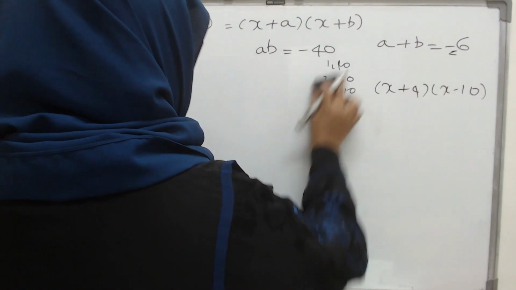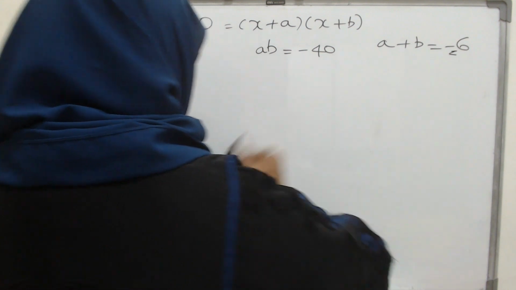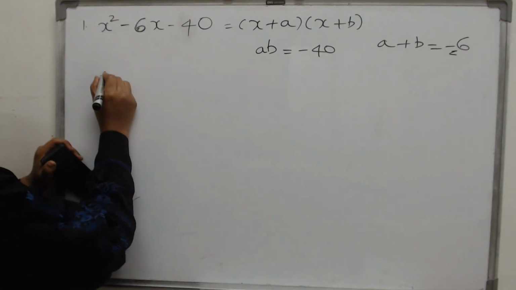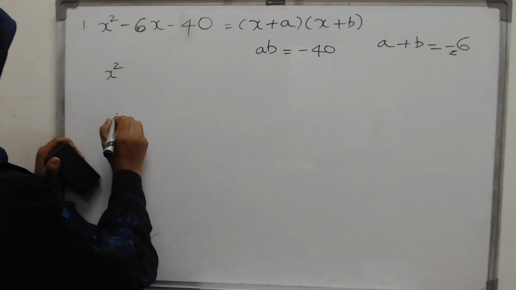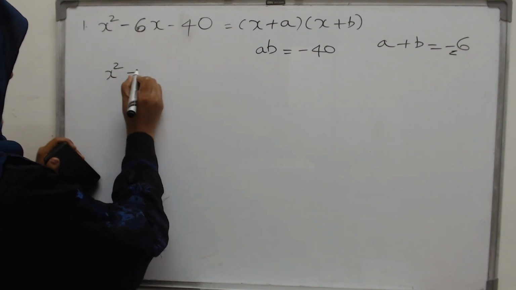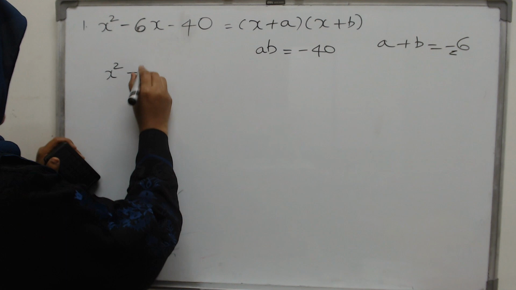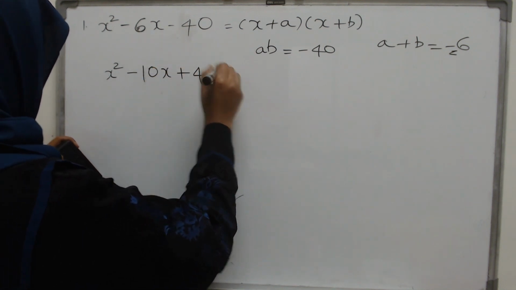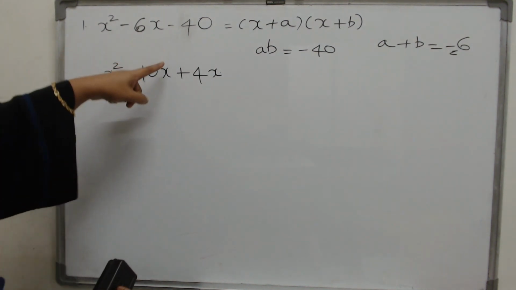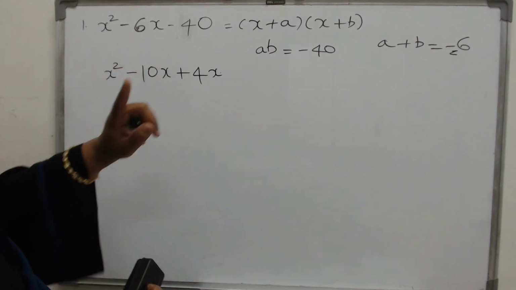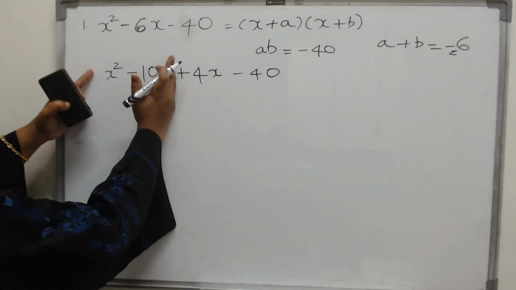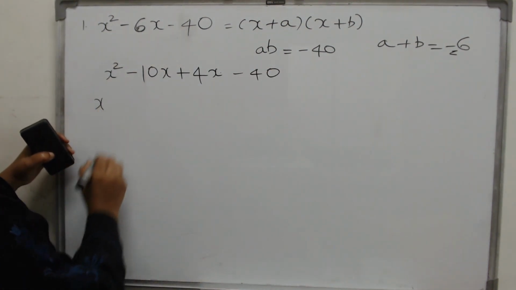But let us write down the steps. This whole thing is actually called splitting the middle term. How do you split the middle term? Let me show you. Instead of minus 6x, write it as minus 10x plus 4x. There. So it is minus 6 oranges is minus 10 oranges plus 4 oranges. Minus 40. Take the first 2 terms. What do you see common?